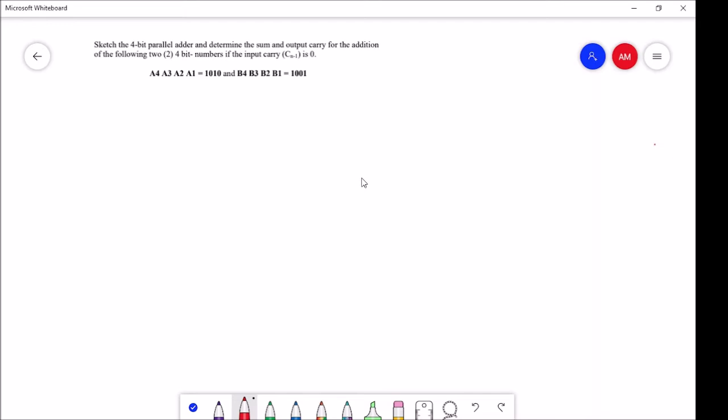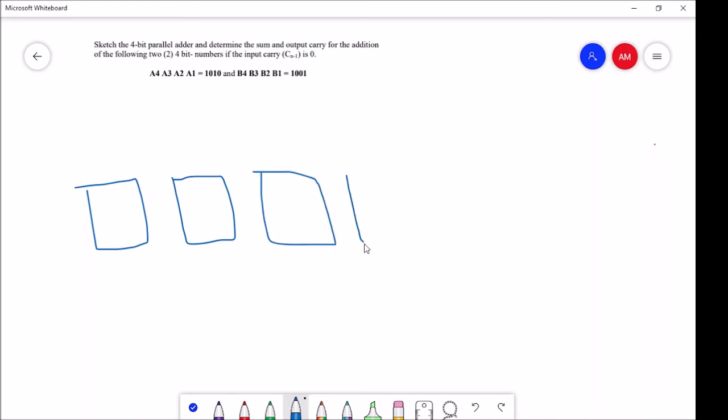Next, we have question 3. Question 3, we need to sketch the 4-bit parallel adder and output carry for the addition of the following two 4-bit inputs. If the output carry C is 0. So we need to draw the 4 adders in parallel. So you see, we need to draw 4-bit parallel adders. So we need 2 half adders times 2. So it equals to 4-bit parallel adder.